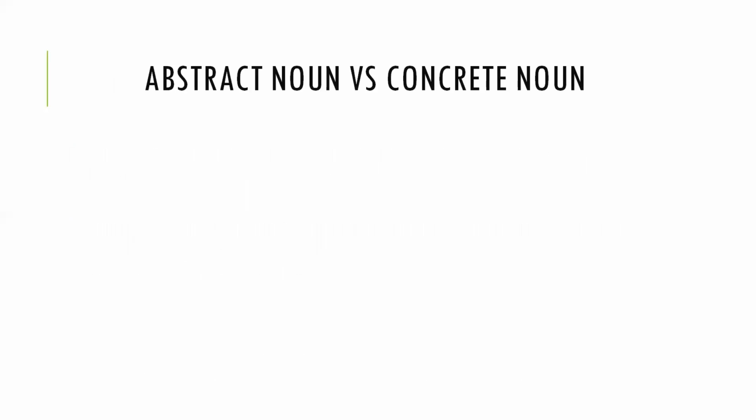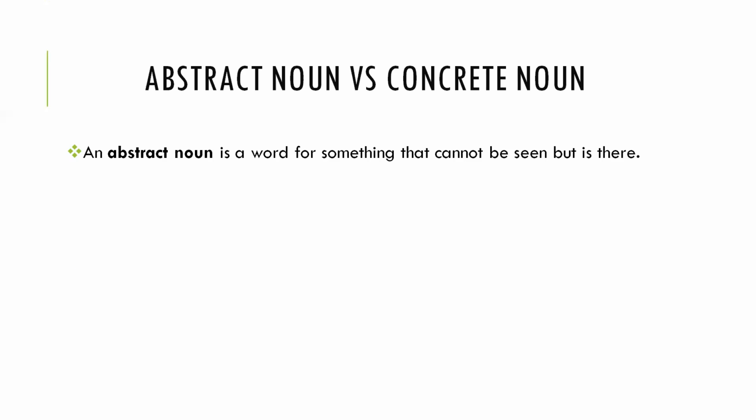Abstract noun versus concrete noun. Here, you can observe that I am using versus because these are nouns that are opposite of each other, so it is an easy way to learn them. So abstract noun in comparison to concrete noun. What is an abstract noun? A noun is a word for something that cannot be seen but is there. In my first slide, what I told you, emotions, our feelings, those are abstract nouns. We cannot see them, but we can feel them.